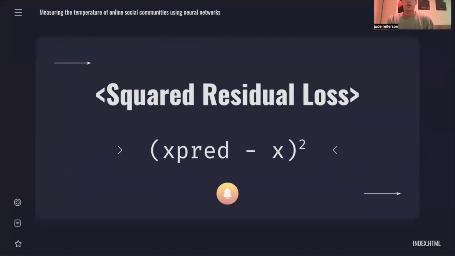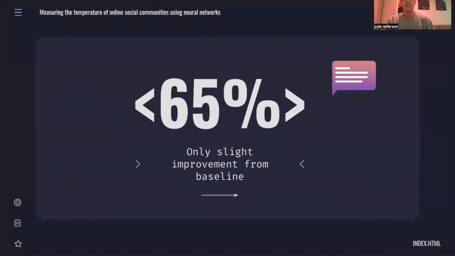So to calculate our results, we used the squared residual loss function, which is seen here. And when we did this, we calculated an accuracy of 65%. And so in some areas, this was only a slight improvement from our baseline, and in some areas, it was actually a marked decline from our baseline. And so ultimately we found that even though we considered these extra factors that we predicted would improve the accuracy of our model, we fell short of doing so. And so that does leave room for future improvement.